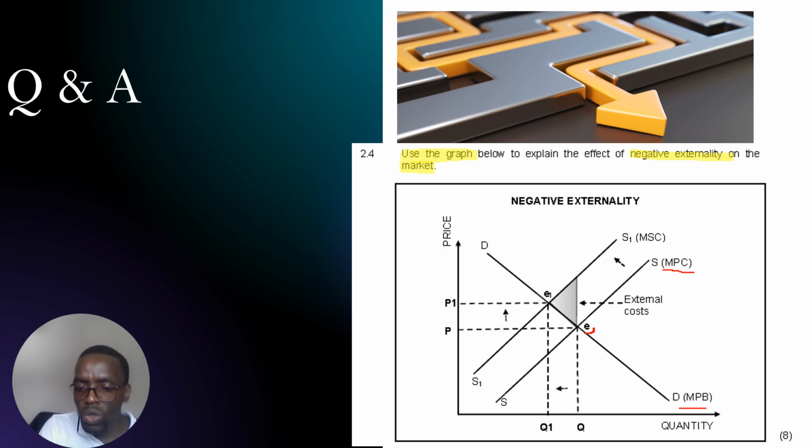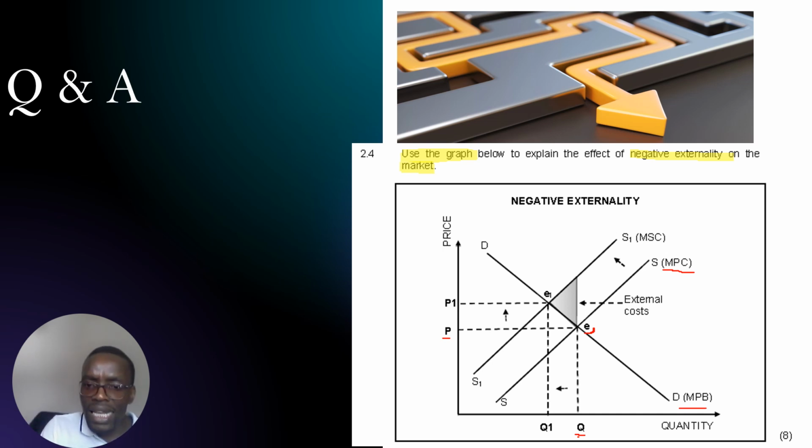You also need to understand that when the market is left to its own devices, using its own mechanisms, quantity Q is going to be produced and it is going to be sold at price P. And then we have our social inefficiency at the point E.